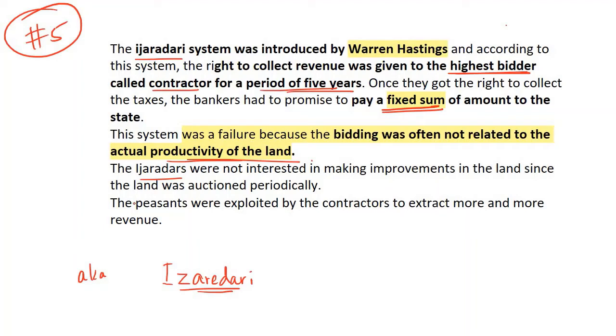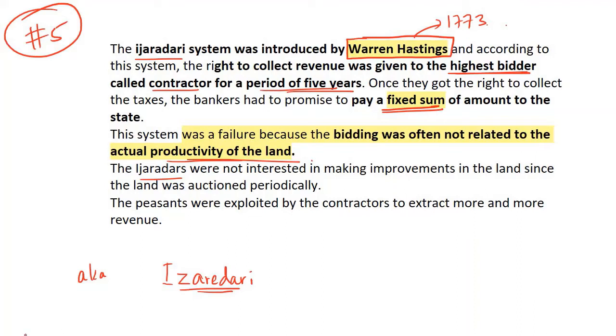Next fact is about the इजरादारी system, जिसको इजरेदारी system भी बुलाया जाता है. ठीक है, Ijradari system was introduced by, remember, Warren Hastings. ये important है. Warren Hastings introduced this in 1773, and basically we can say that this was the first land tenure system that was implemented by British in India. So Warren Hastings, Ijradari system, 1773, remember, right?